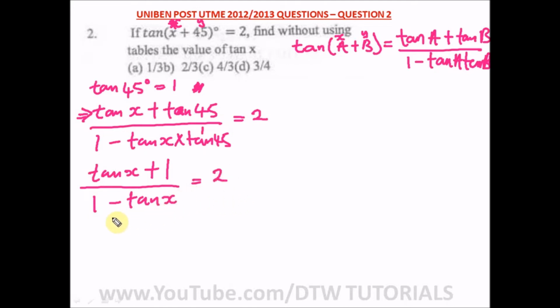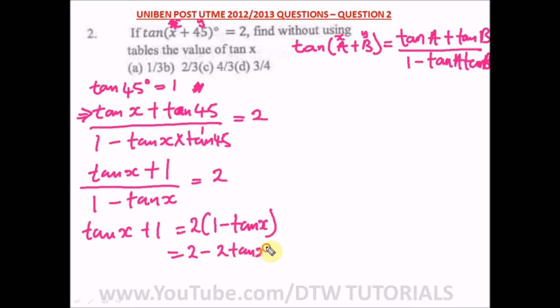Here we cross multiply, so we have tan x plus 1 equal to 2 bracket 1 minus tan x. Let's open the bracket here: we have 2 minus 2 tan x, and on the other side we're left with tan x plus 1. Let's take like terms, bringing tan x to one side and our numbers to the other side. Taking minus 2 tan x across, it becomes plus 2 tan x, so we have tan x plus 2 tan x equal to 2.